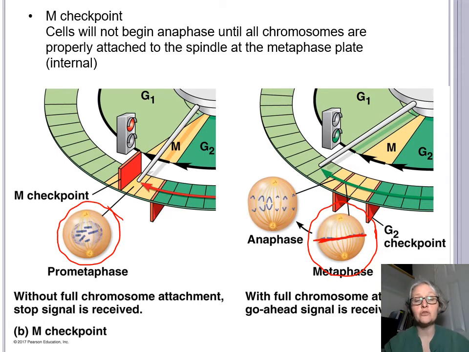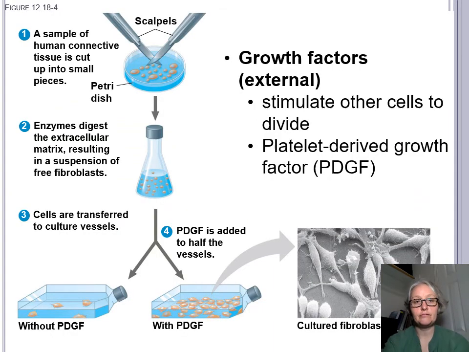So you've got those three checkpoints, G1, G2, M checkpoint. You should know that the G1 checkpoint is our most important checkpoint. You should understand how cyclin and cyclin-dependent kinase work to produce MPF for the G2 checkpoint, and you should understand how this M checkpoint works as well.